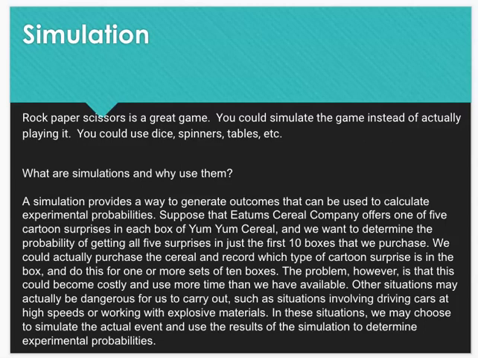The problem, however, is that this could become costly and use more time than we have available. Other situations actually may be dangerous for us to carry out, such as situations involving driving cars at high speeds or working with explosive materials. In these situations, we may choose to simulate the actual event and use the results of the simulation to determine experimental probabilities. So let's look at an example.